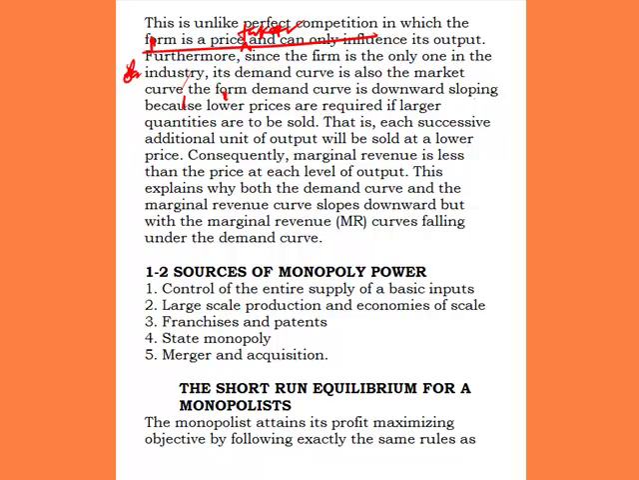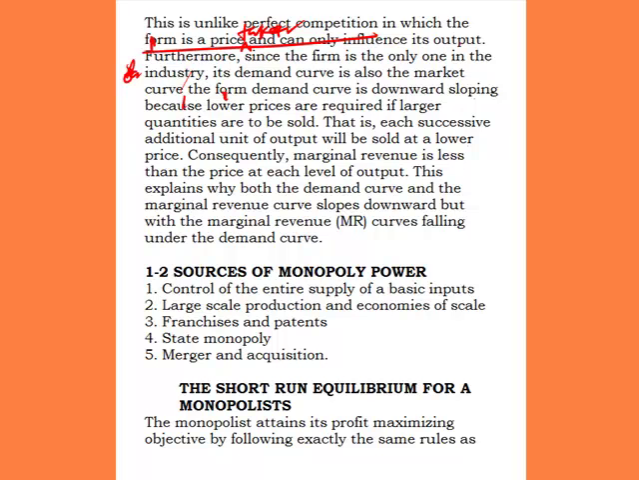Let's look at the sources of monopoly power. Where is monopoly power gotten from? First, control of the entire supply of a basic input. If the basic input in the production of a particular product is controlled by just an individual, that individual can manipulate it to his own advantage. He can manipulate it so that he becomes the sole producer or supplier of that particular good.